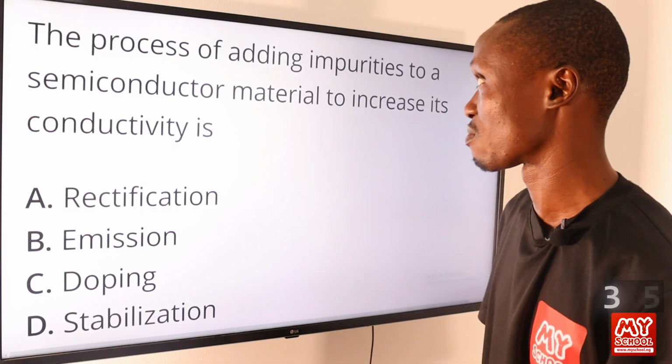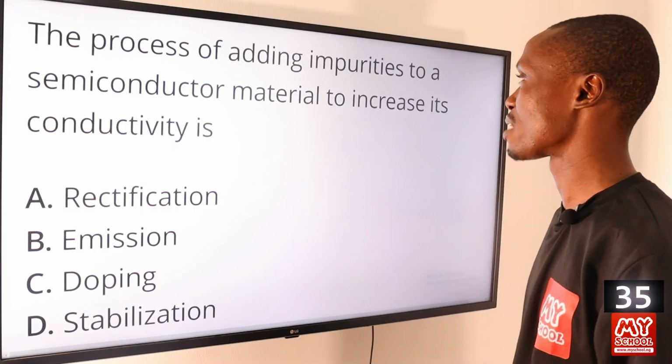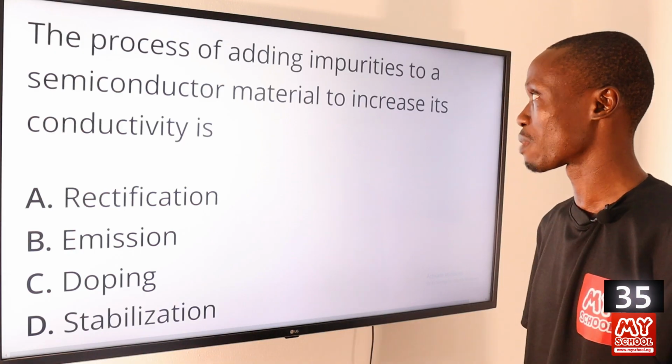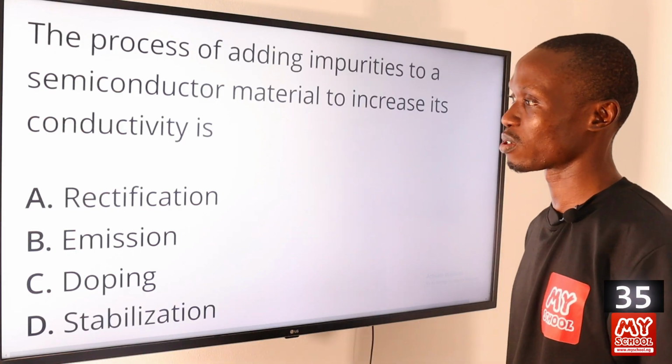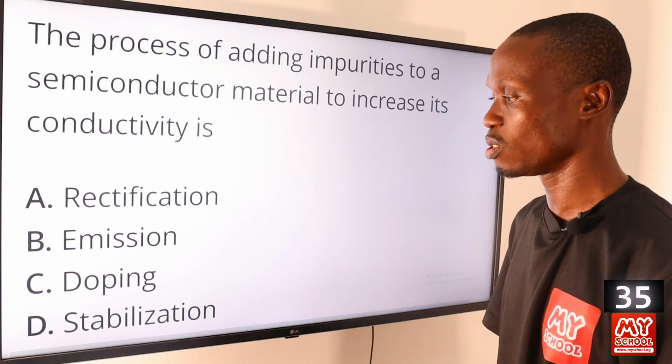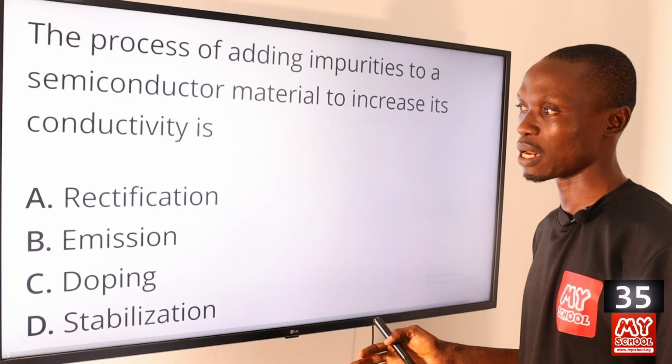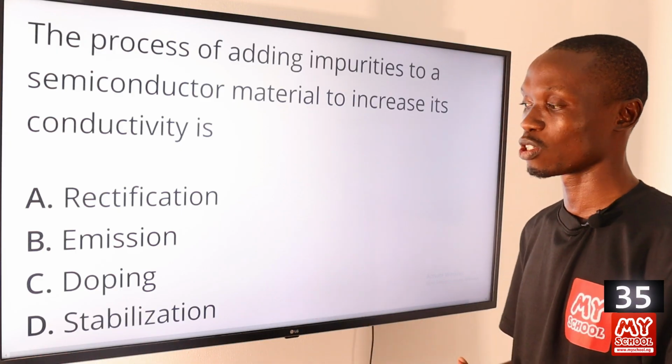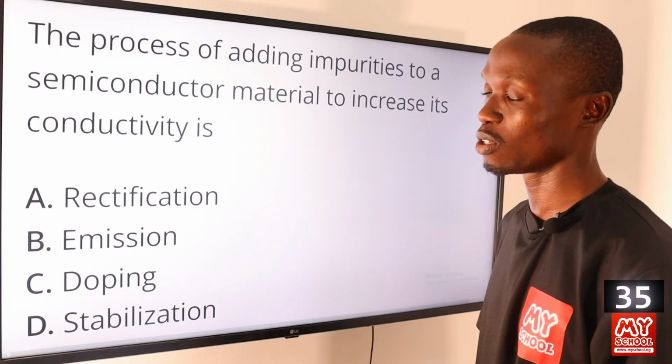Moving on to question 35. The process of adding impurities to a semiconductor material to increase its conductivity is A, rectification, B, emission, C, doping, and D, stabilization. So the answer to this question is option C, doping.